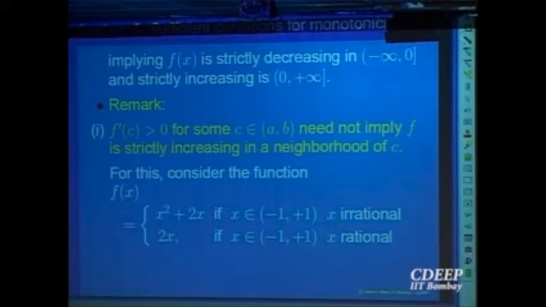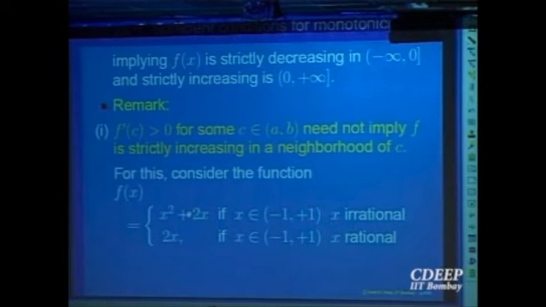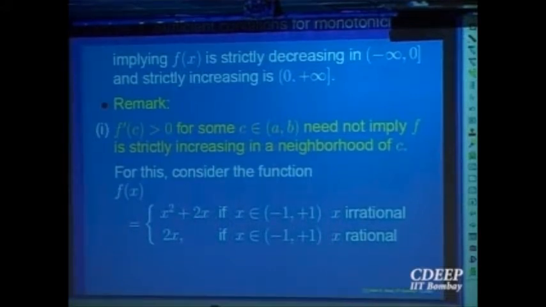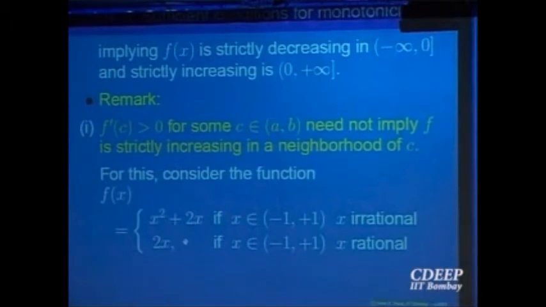So that means the derivative at the point c equal to 0 is positive. Now let us analyze the nature of this function in a neighborhood of 0. In a neighborhood of 0, can you say the function is increasing? In a neighborhood of 0, if it is irrational, the value is going to be this. And if it is rational, the value is going to be 2x. One is above, one is below, right? So the function is not going to be increasing or decreasing in a neighborhood of 0. The function fluctuates. x square plus 2x, 2x, x square plus 2x, 2x.